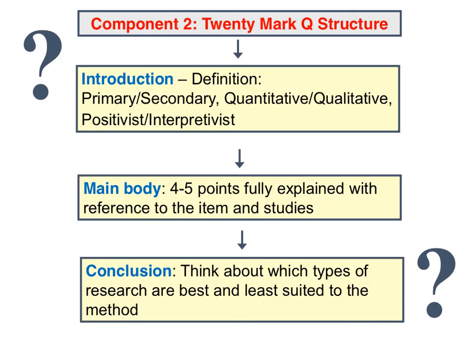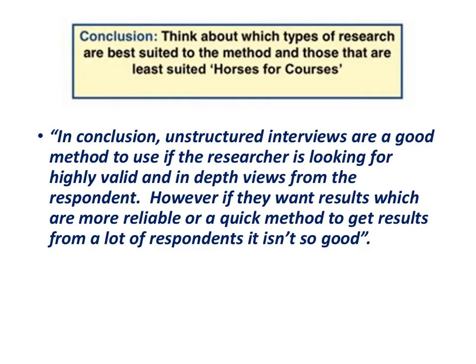And you should round off your 20-mark question with a concluding paragraph, and in the concluding paragraph don't say something really obvious and bland like this method has both advantages and disadvantages. Instead, think about which types of research are best and least suited to the method or research design stated in the question. For example, if you hit the pause button and read through this paragraph, this is an effective conclusion to a 20-mark question about the advantages and disadvantages of using unstructured interviews.